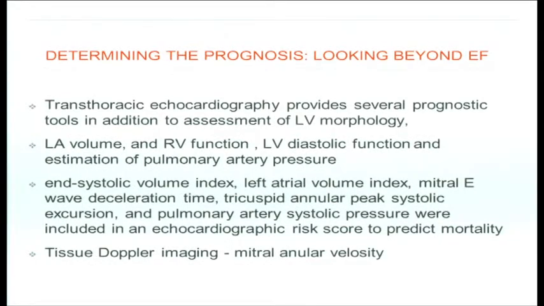In addition to this, you need to determine the prognosis. The transthoracic echocardiogram can give us several prognostic tools, like measuring LA volume or RA volume, LV diastolic function or pulmonary arterial pressure, and we can calculate different indices. These have been proven in clinical trials to predict mortality in these patients. In addition, we can use tissue Doppler imaging with mitral annular velocity, which gives details about the mortality risk.